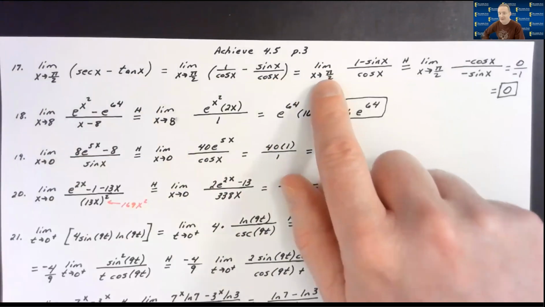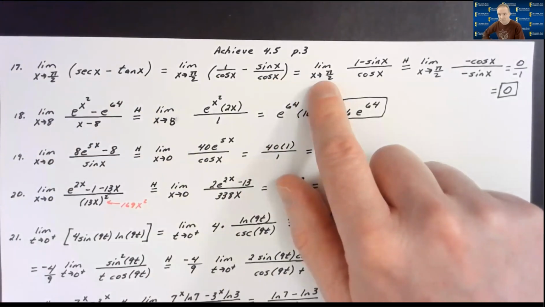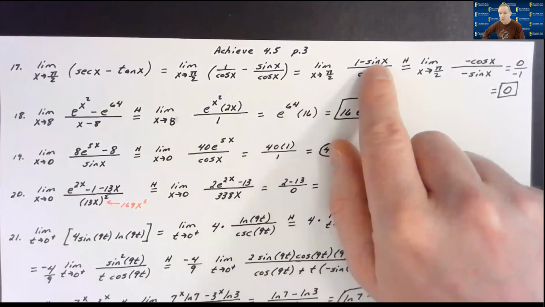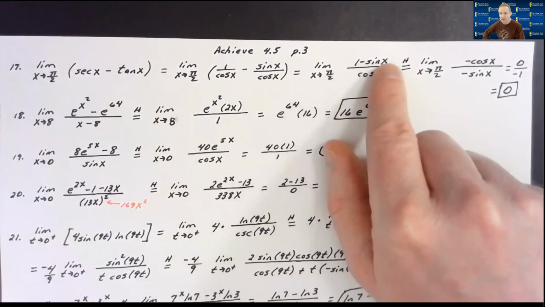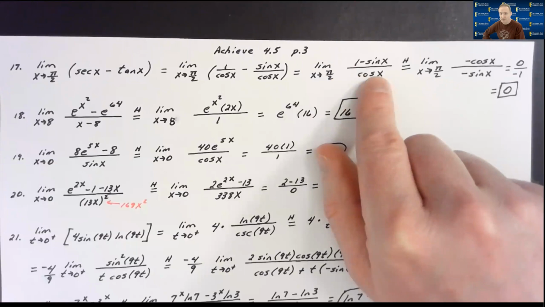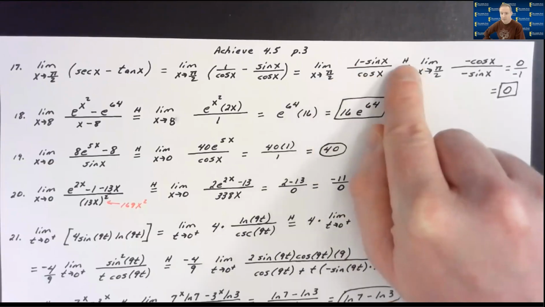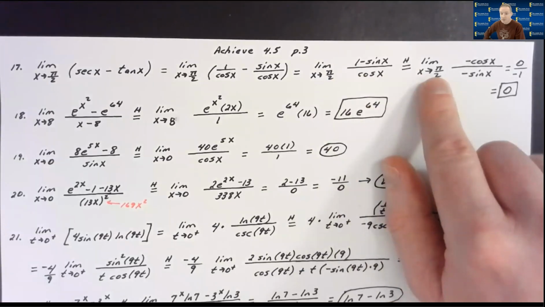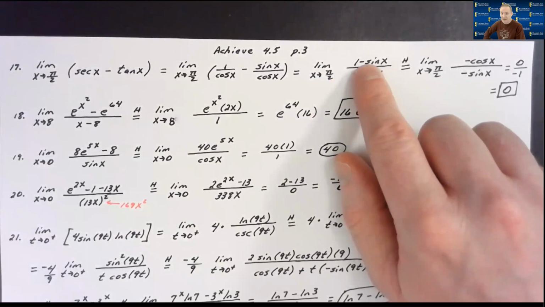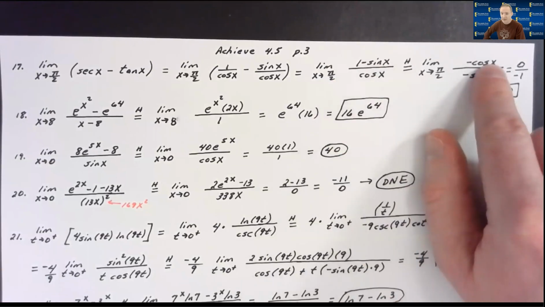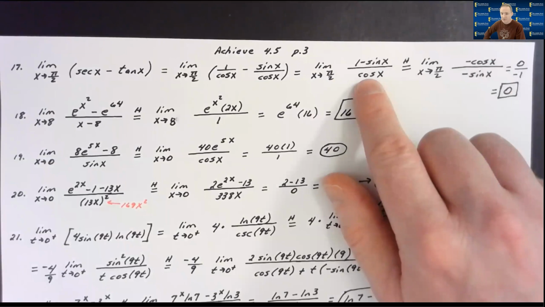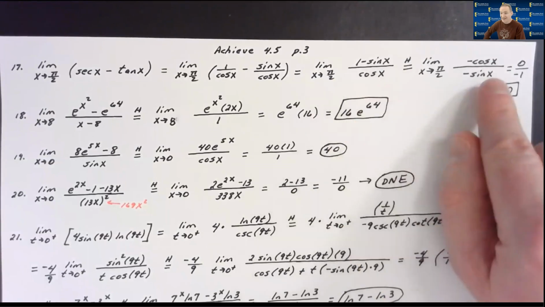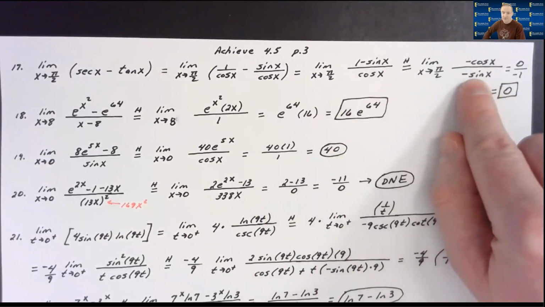Now, can I evaluate that at pi over 2? Not yet, because your numerator would be 1 minus 1. Your denominator, cosine pi over 2, would be 0. So it's 0 over 0. Well, that's okay, because L'Hopital can help. I use L'Hopital. So when I use L'Hopital, the derivative of negative sine x is going to give me a negative cosine x. The derivative of cosine x is going to give me a negative sine x. So I have negative cosine divided by negative sine.